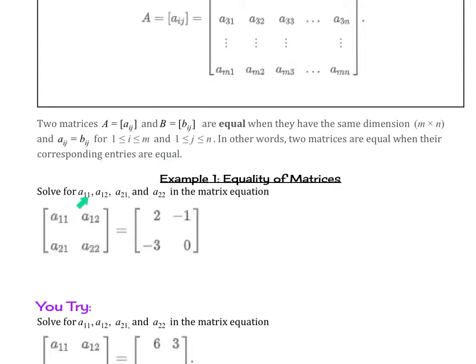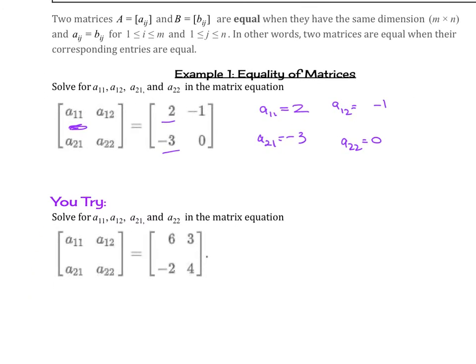So we're just going to take a look at this, solve for A sub 1,1, A sub 1,2, A sub 2,1, and A sub 2,2 in the matrix equation. And so just briefly, all you're looking at is this A1,1, that is 2. So A1,1 equals 2, A1,2 equals negative 1, A2,1 equals negative 3, and A2,2 equals 0. And I'm sure you could do the same thing down here, just seeing that their corresponding entries are equal.